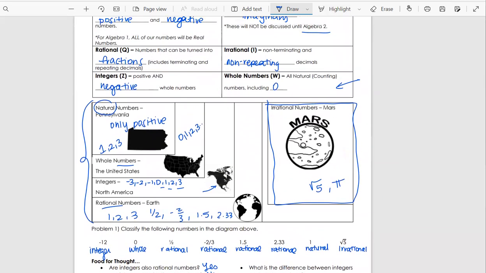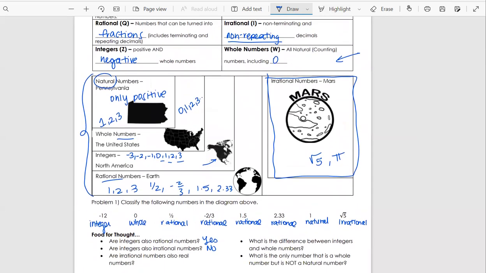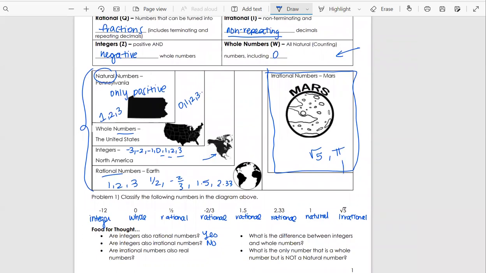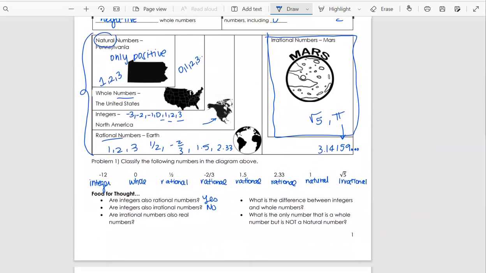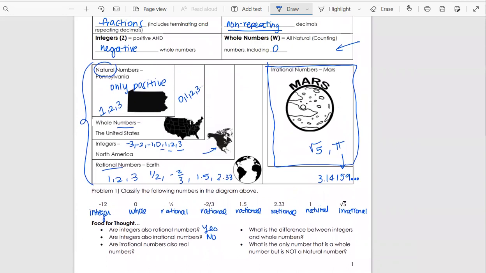Irrational numbers, remember our definition, are non-repeating. So these decimals do not repeat. Think about pi. The decimal for pi is 3.14159, and so on. It doesn't repeat. So integers are whole numbers. Are irrational numbers also real numbers? We can say yes. They're everything. This whole box here represents the real numbers, except those imaginary numbers, that's a fake number.